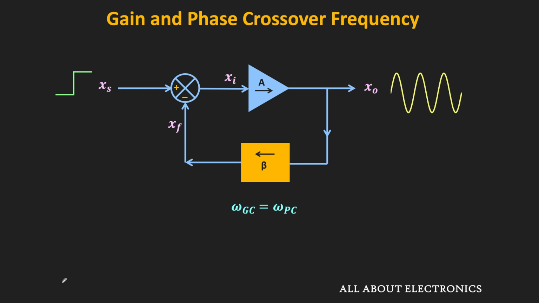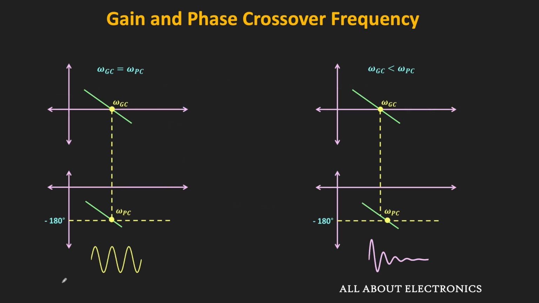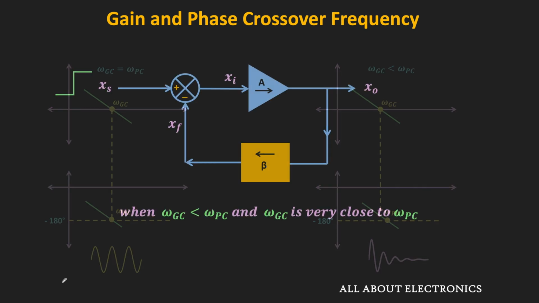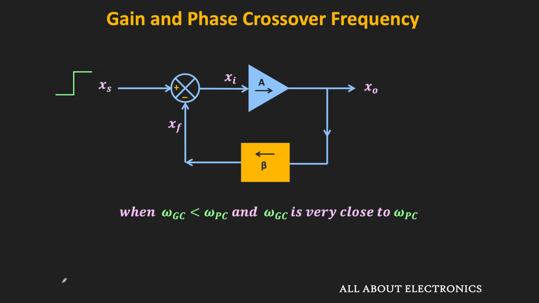On the other hand, in the second case, this gain crossover frequency is slightly less than the phase crossover frequency. So in this case, the feedback amplifier is marginally stable, and when we apply a step input to the feedback amplifier, its response will look like this. That means initially, we will get some oscillations, but eventually, these oscillations will die down.